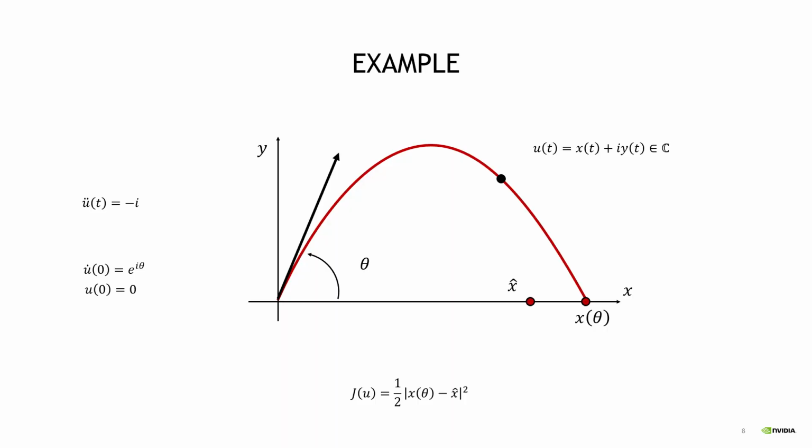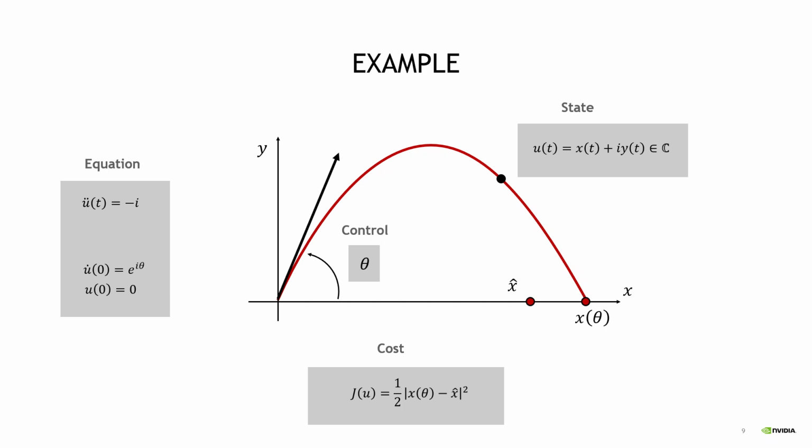And so like in any optimization problem, we have a state, which I just talked about, the position of the ball. We have a control, which in this case is the angle. We have an equation that restricts the state. And then we have a cost function. The goal is to find the optimal angle in this case that will minimize the cost. So ideally, the cost will be 0, where we hit the target.